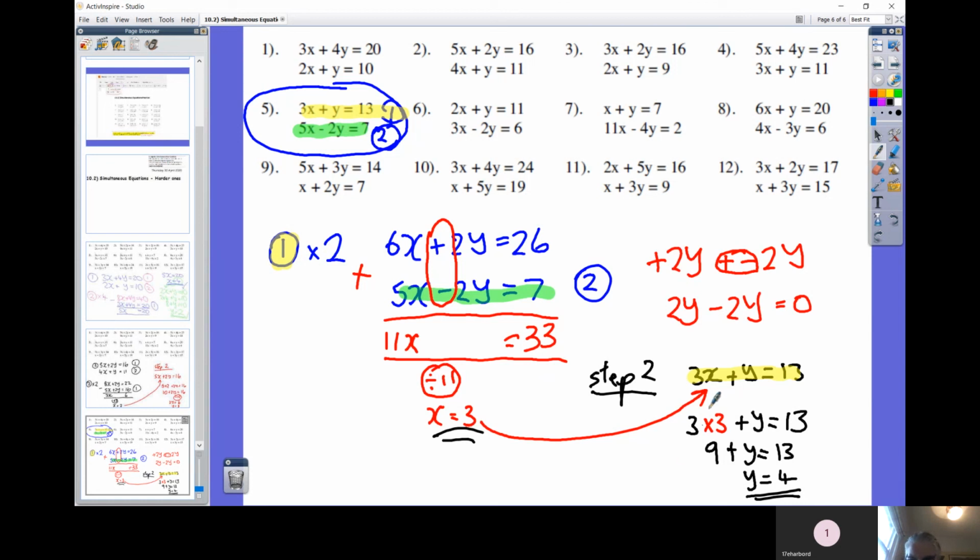So I substitute 3 in where the x was. So I have 3 lots of x, which is 3 lots of 3, giving me 9. 9 plus y is 13. So y must be 4, because 9 plus 4 is 13. So my final answer is x equaling 3 and y equaling 4.